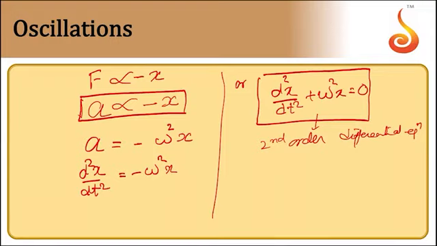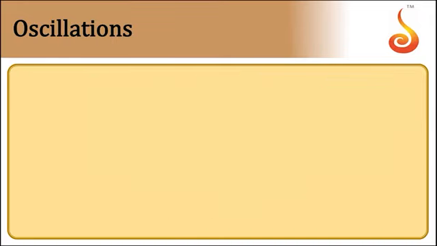Now the solutions of this equation, this is a second order differential equation. We can solve it for x. We can find out what are all the values of x which satisfy this equation. And the solutions to this equation give us what are known as equations of SHM. If I solve this, the possible solutions are like this.